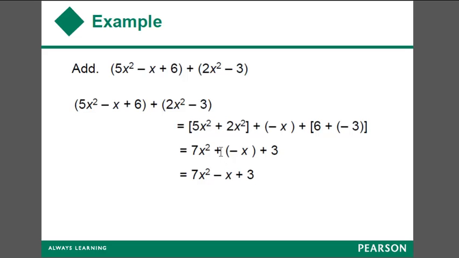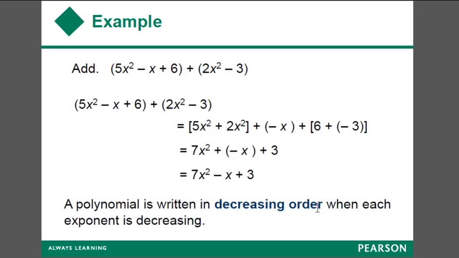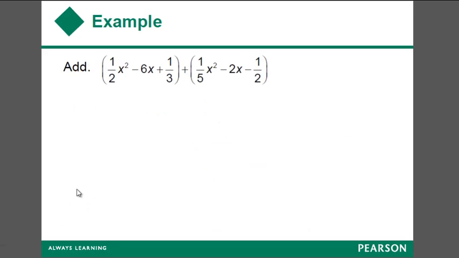When we're writing our polynomials for our final answers, we always want to write them in decreasing order. What that means is the exponents need to step down. Our degrees need to be decreasing. So x squared, x to the first, and then our constant, our term without a variable. So this is what we're going to be looking at here. Let's look at another example. I have 1/2 x squared minus 6x plus 1/3 plus the polynomial 1/5 x squared minus 2x minus 1/2.